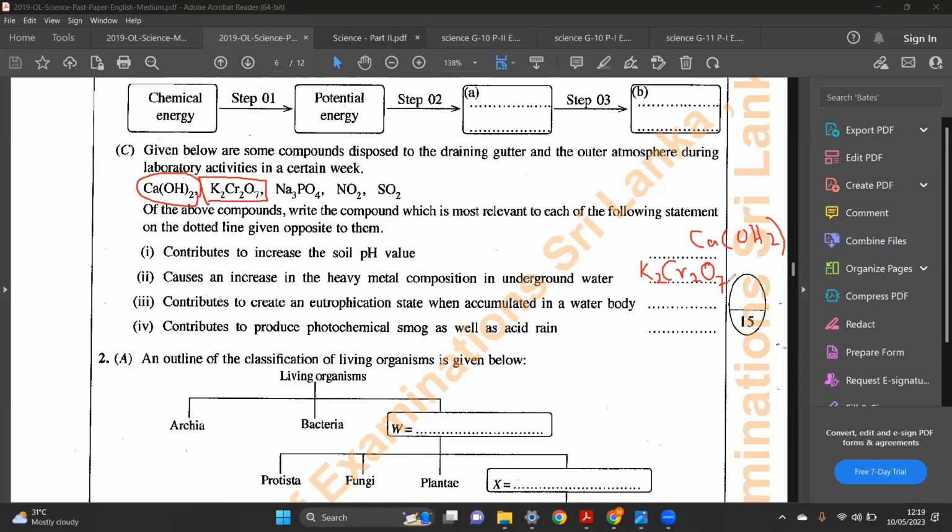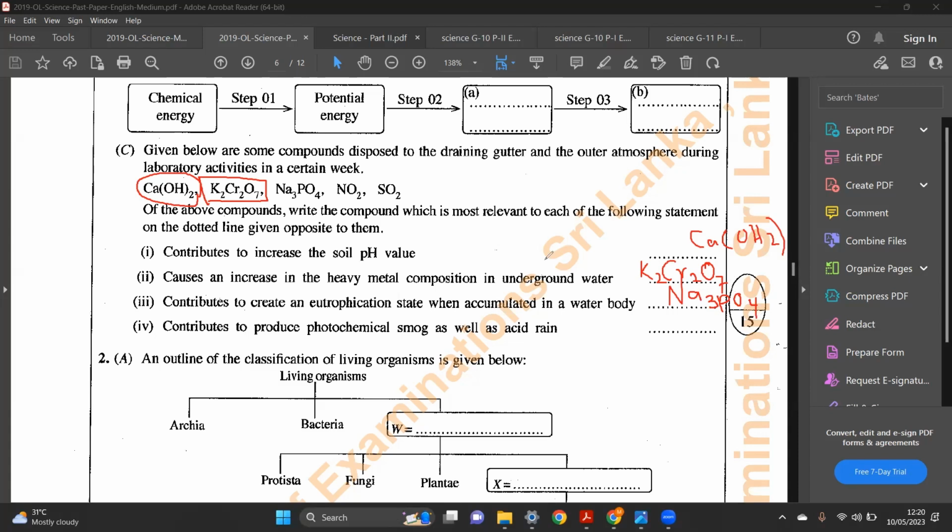Then contributes to create eutrophication. Eutrophication, you know, is when you have a lot of algal growth in your water bodies. The water looks green in color with a lot of plants. You don't even see the water at one point. That is eutrophication. That is mainly due to the presence of phosphorus, that is your Na3PO4, especially when you have people washing clothes near the river. All the detergents and everything will get washed away from the clothes into the water body. They contain a lot of phosphorus. So that causes eutrophication.